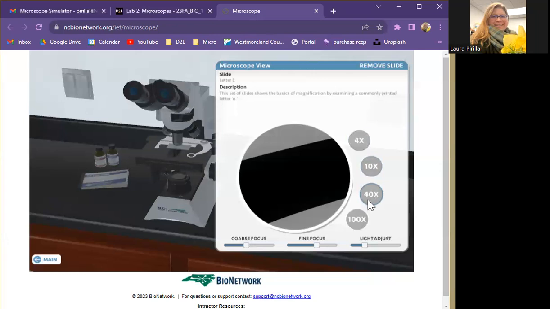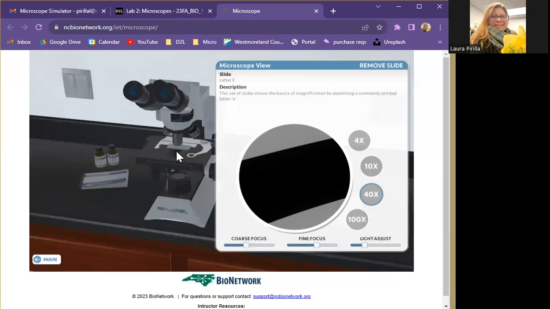So now with the 40x objective and the 10x ocular lens, we're now at 400 times total magnification. So what we're seeing in this image here is 400 times bigger than that little itty bitty magazine cutout of a letter E or a newspaper cutout of a letter E. So notice now that the white area is very dark.